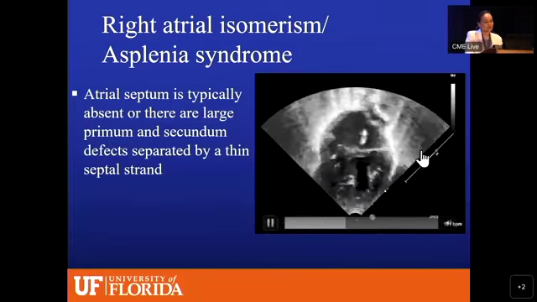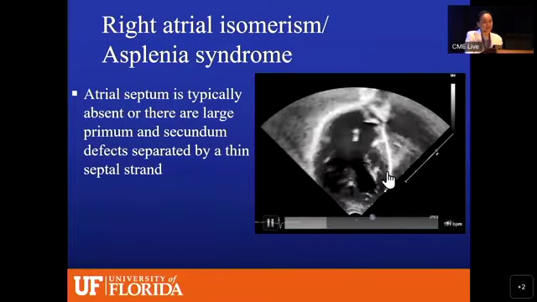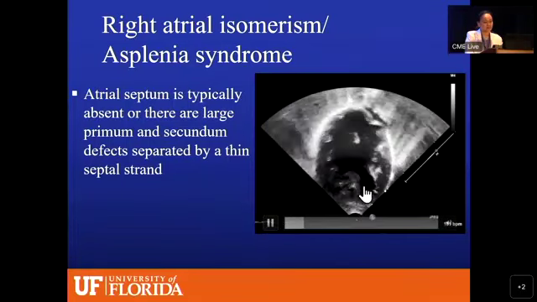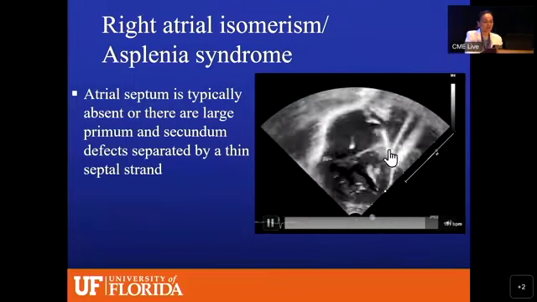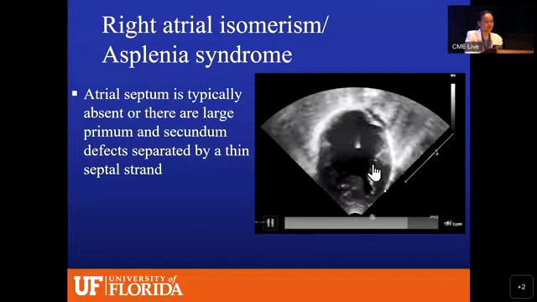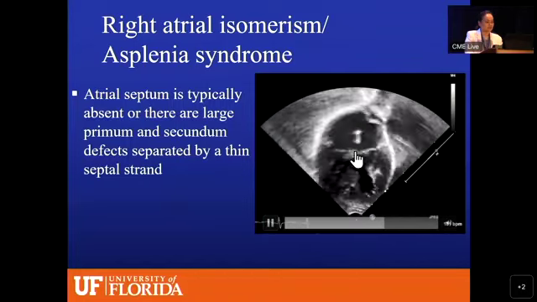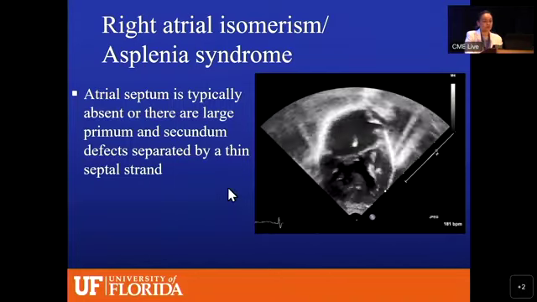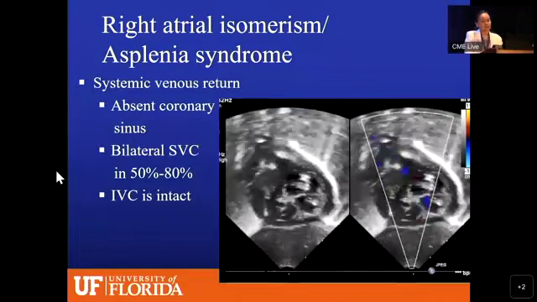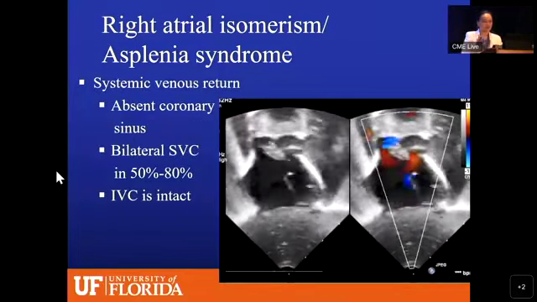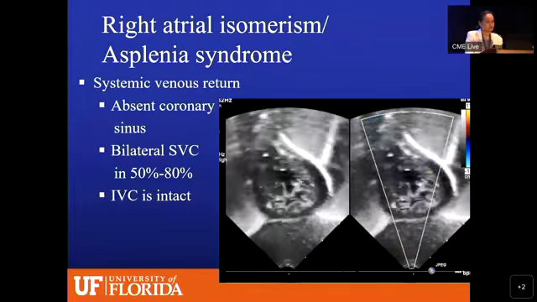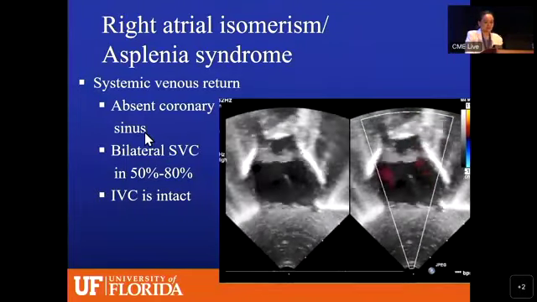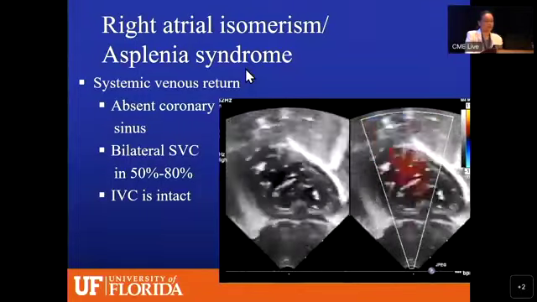And you would see that the atrial septum is typically absent, and there are large primum and secundum defects separated by a thin septal strand. This is one of those AV canal defects where you could see almost a floating atrial septum. Again, your systemic venous return in right atrial isomerism, it's total anomalous pulmonary venous return. There's usually bilateral SVC.